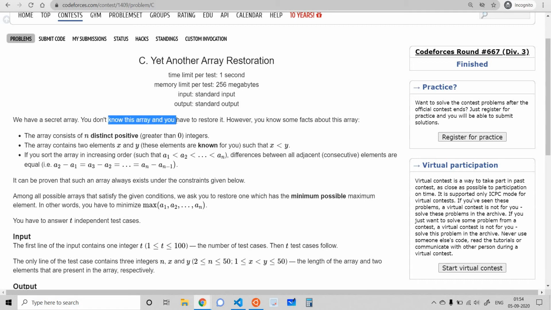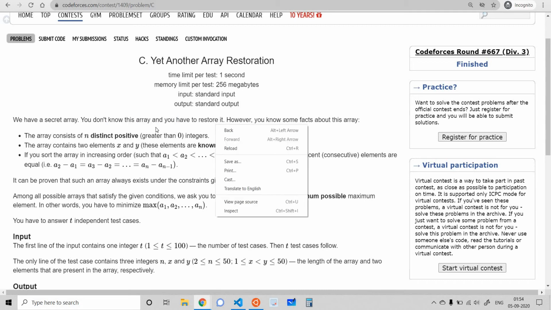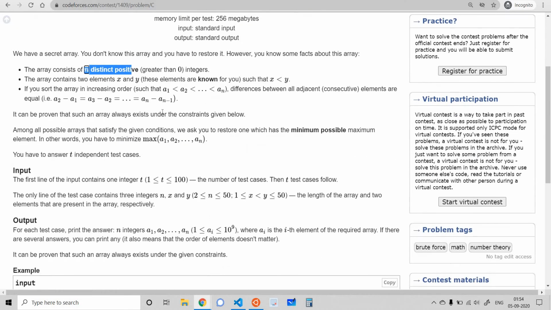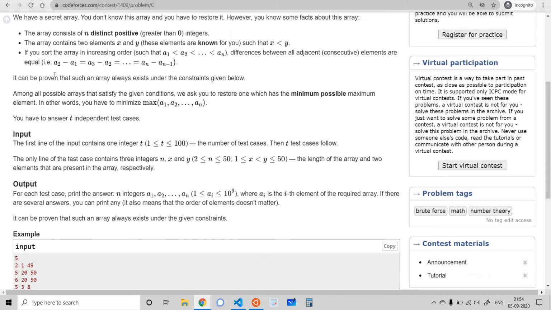So we have a secret array of which we only know two elements, x and y. We need to restore the whole array, but we know a few facts about it. All the elements of the array are distinct and greater than 0, and we have been given two elements, x and y, where y is greater than x, and the difference between all the adjacent elements in our array is the same, that is a2 minus a1 is equal to a3 minus a2, and so on. It can be proven that such an array always exists.